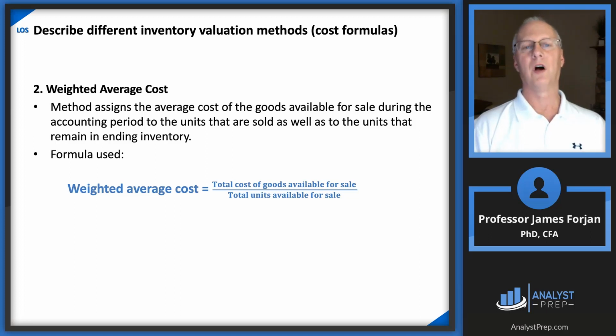Now, the weighted average cost method tries to remove the fluctuations of the input prices during the production process and just takes an average. And so the weighted average cost is really just going to be a simple ratio of total cost of goods available for sale in the numerator, divided by those total units that are available for sale.